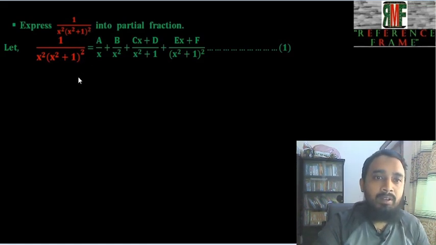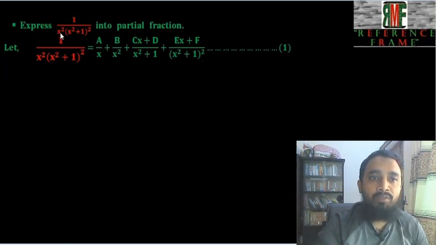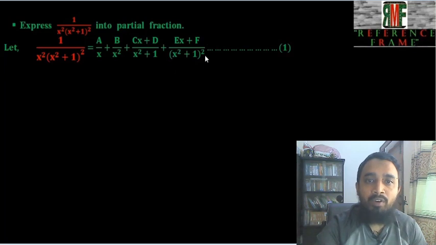Like the previous one, we let the given expression equal a by x plus b by x square for this part, b by x square for the repetition of the linear factor, plus cx plus d for the non-linear part, plus ex plus f for the repetition of the non-linear part. So this is equation 1.